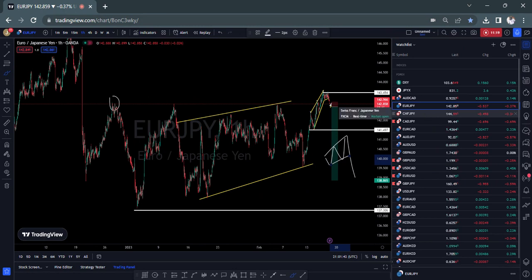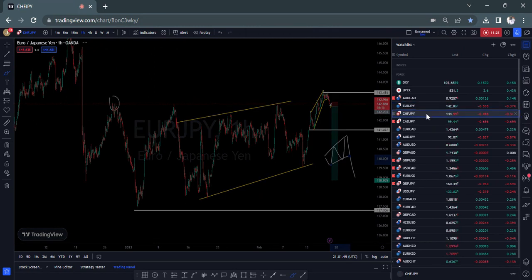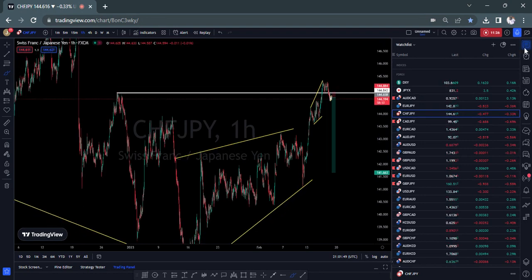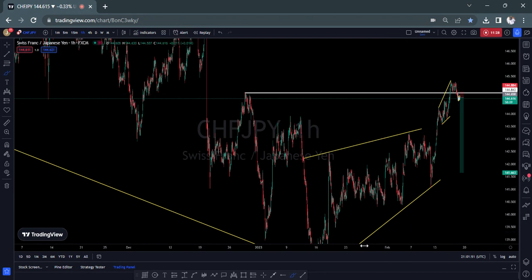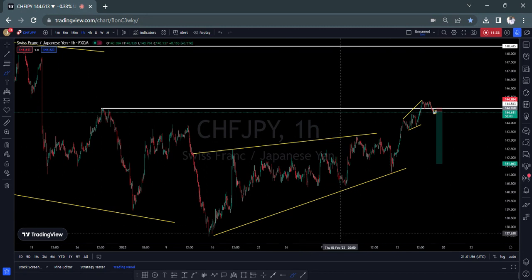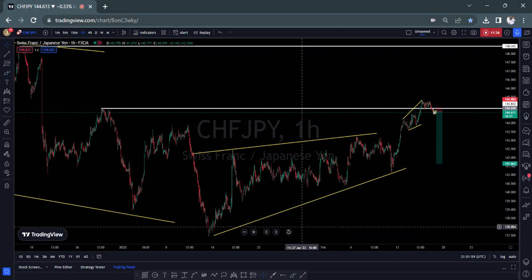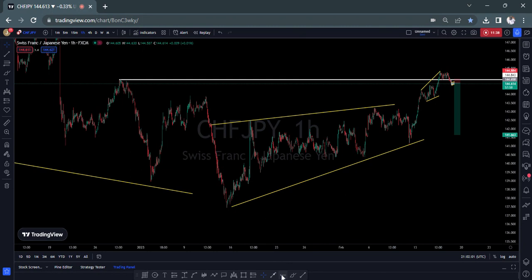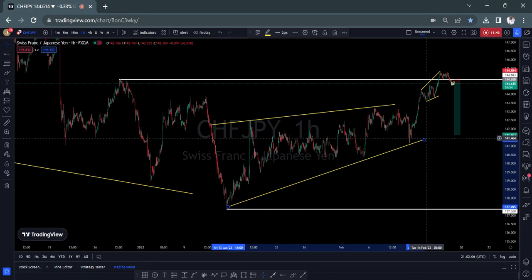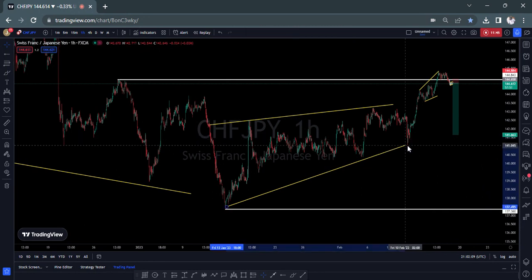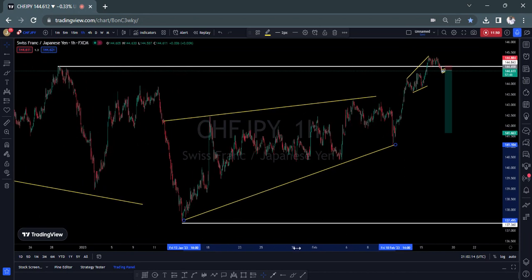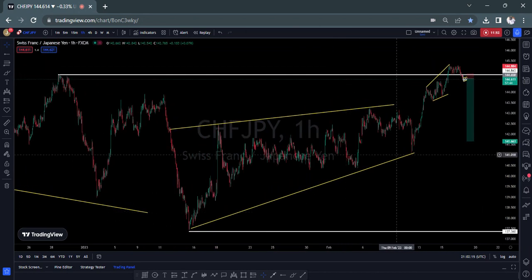So the next one I'm looking at is CHFJPY. CHFJPY is also like EuroJPY. So it actually has similar price action like EuroJPY. So let's see this one. You can see how simple the chart is. No need to complicate things.